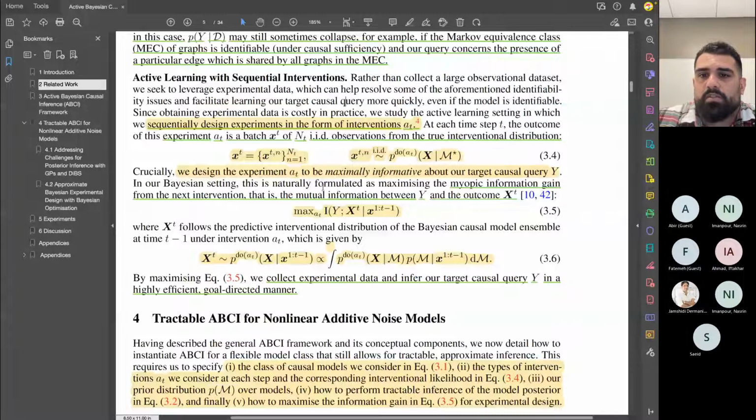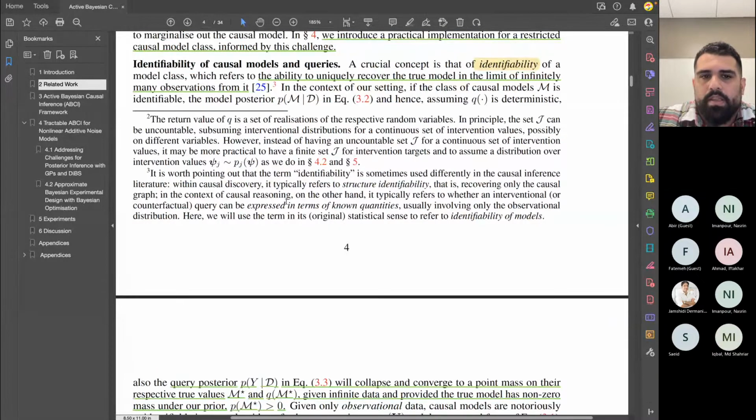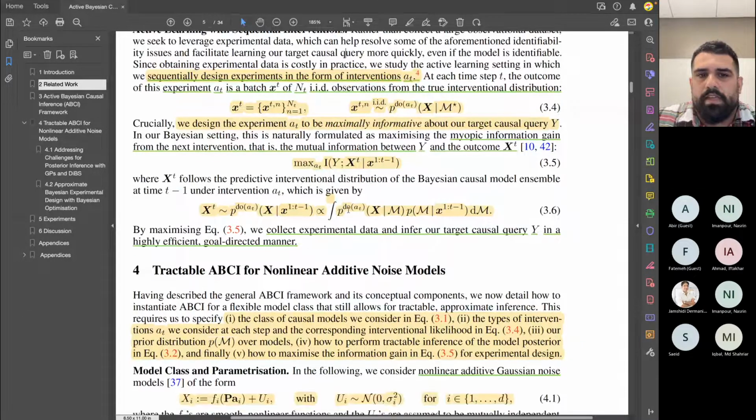And then based on that, they design the next experiment to be maximally informative based on the target causal query Y, and they listed the causal queries here, so there were 4 up there. And this is the formula for that. They want to maximize the information, which is formulated as maximizing the myopic information gain from the next intervention, that is, the mutual information between Y and the outcome X_t. So this is basically how they want to do that. The I refers to information gain, and this formula is used for that.